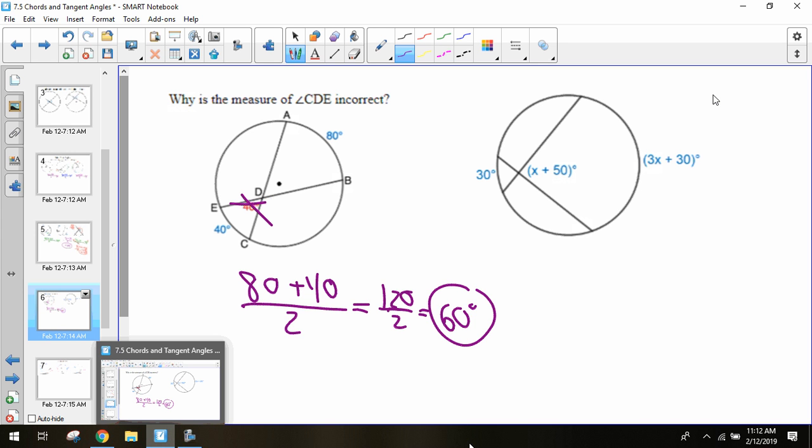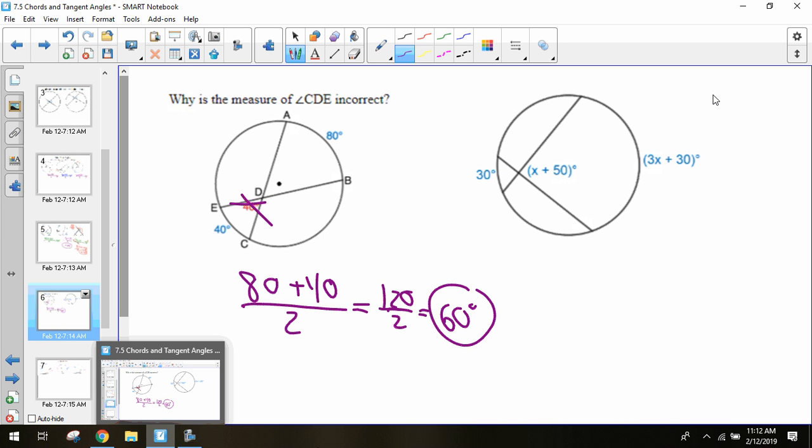All right, one other challenging question. We have 30 degrees as one arc, 3x plus 30 as your other arc, and then 5x plus 50 as your angle. How can we set this up to solve? X plus 50 in front of the 3x plus 30 is equal to 30. Not quite. I think you're on the right track, but we need to remember that it's both your arcs added together divided by 2 equal your angle.